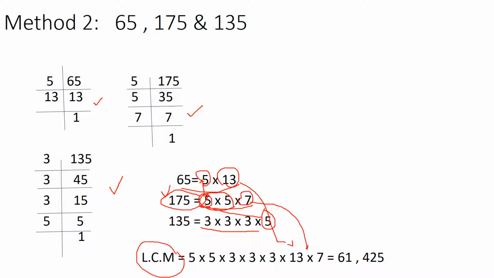Then we have 3. 3 is not common in any number. So how many times 3 do we have? We have 3 times 3's. So we are going to write 3 times 3's as it is, and 2 times 5, 3 times 3's, 1 times 13, 1 times 7. It will give us the same answer, 61,425.